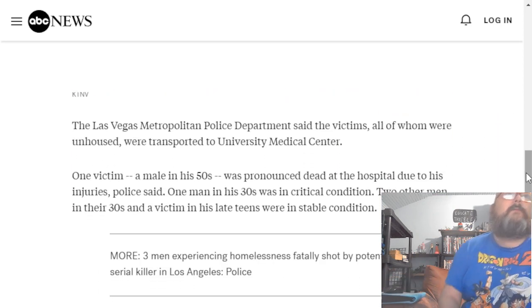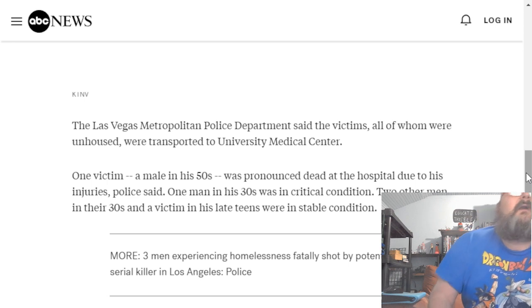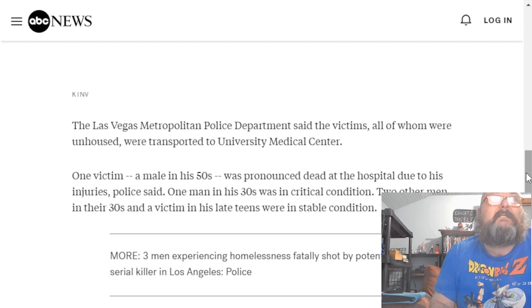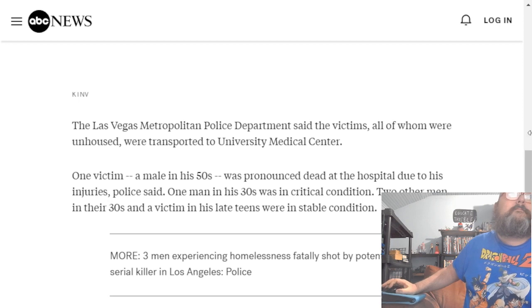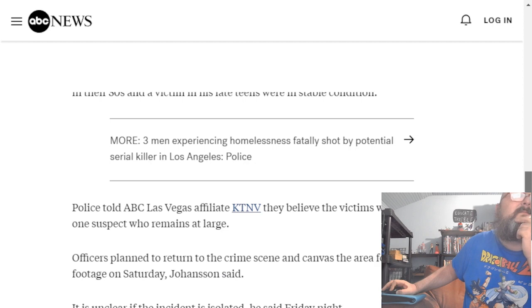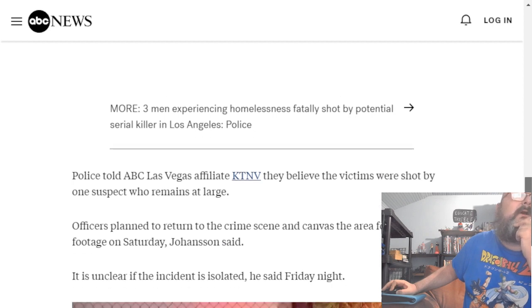The Las Vegas Metropolitan Police Department said the victims, all of whom were unhoused, were transported to University Medical Center. One victim, a male in his 50s, was pronounced dead at the hospital due to his injuries. Police said one man in his 30s was in critical condition. Two others in their 30s and a victim in his late teens were in stable condition. Police believe the victims were shot by one suspect who remains at large.